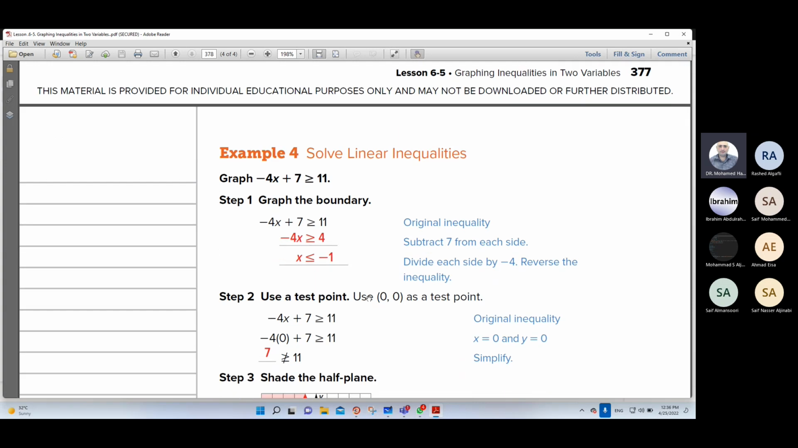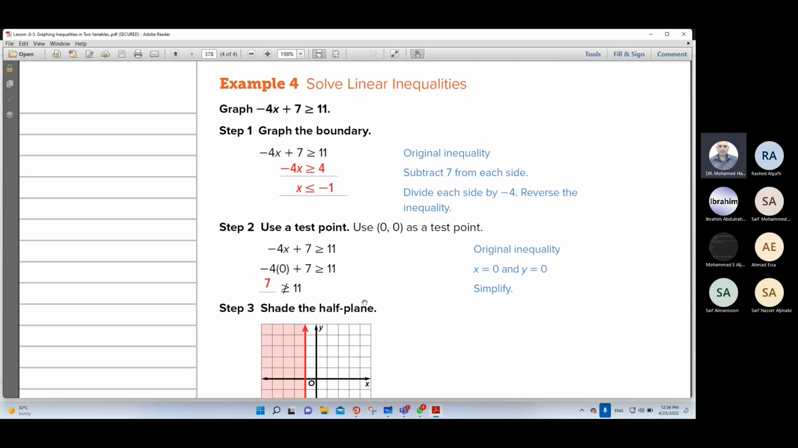Listen to this example. Solve a linear inequality. We want to graph negative 4x plus 7 greater than or equal to 11. As you see here, we don't have two variables, we just have one variable. So step 1, graph the boundary. We want to solve this inequality.